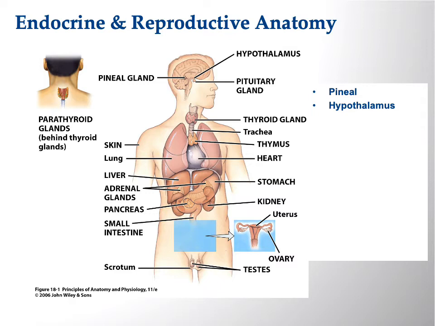The hypothalamus, remember, brain tissue, they're the homeostatic control center of your body. Hypothalamus is underneath the thalamus, also somewhat anterior to the thalamus.